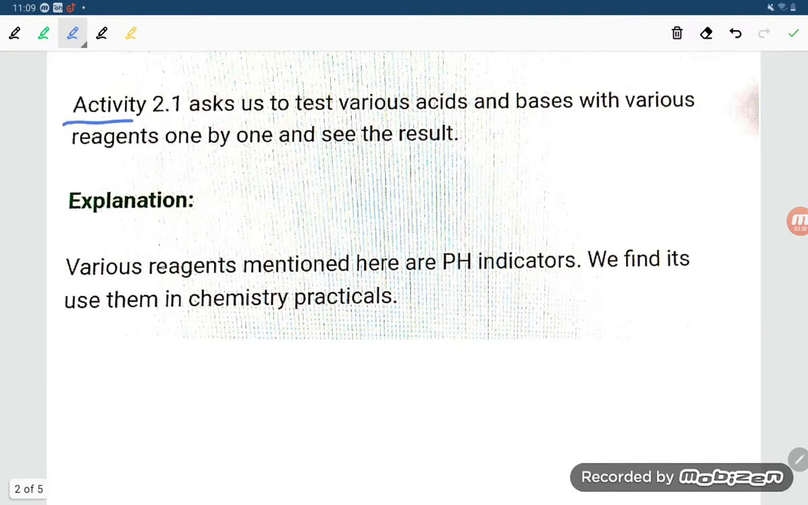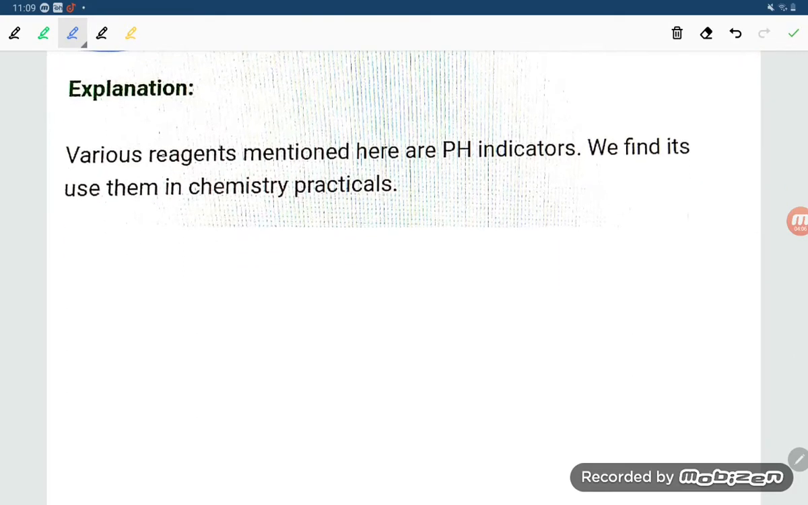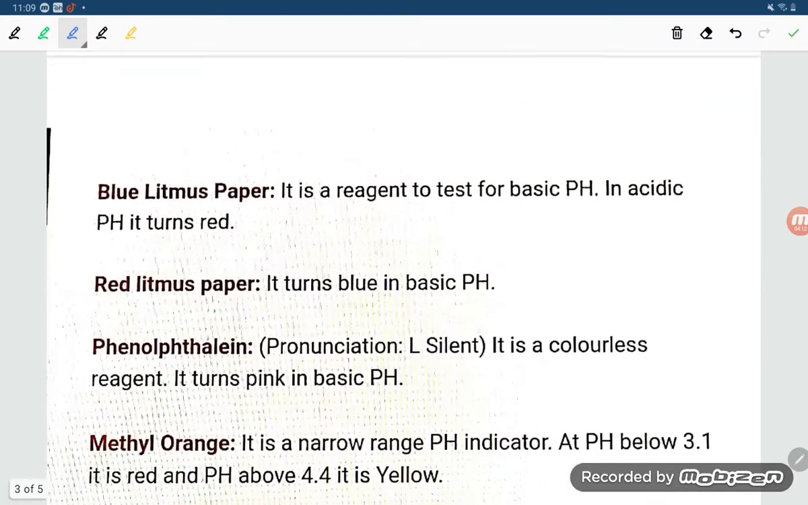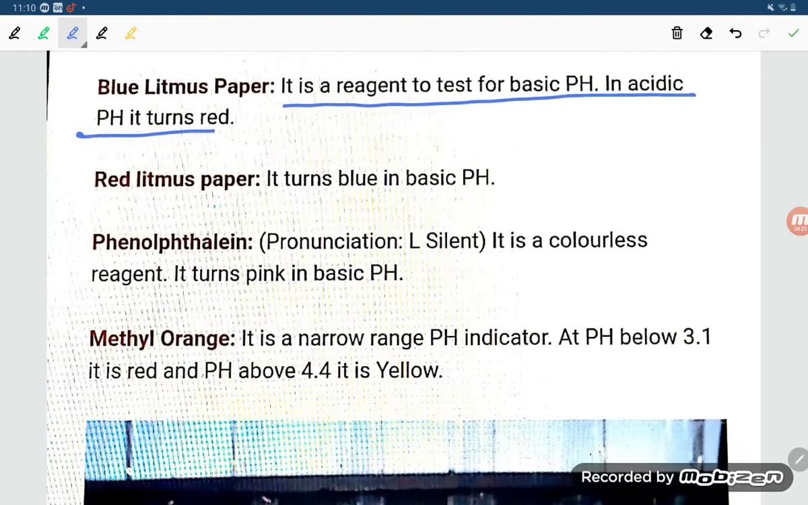So how to do the activity? It asks us to test various acids and bases with various reagents one by one and see the results. The various reagents mentioned here are pH indicators, used in chemistry practicals. First one is blue litmus. It is a reagent to test pH; in acidic medium it turns red. Red litmus turns blue in basic medium.